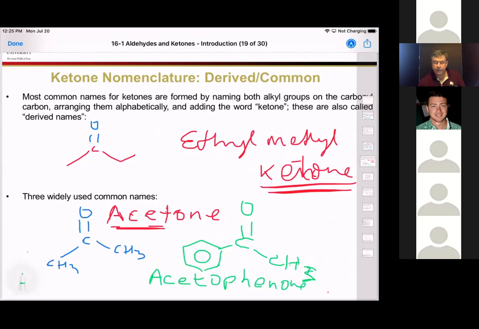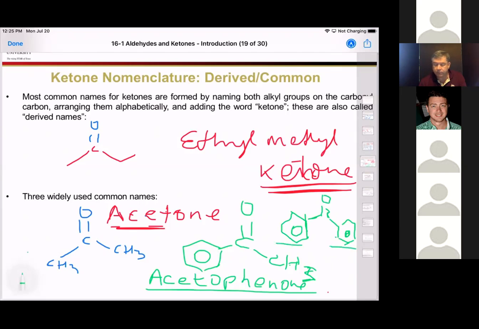A-C-E-T-O-P-H-E-N-O-N-E. Acetophenone right there. And then the last common one is actually two benzene rings hooked together by a carbonyl right here. So it'd be like a dibenzoketone right here. We call this benzophenone.